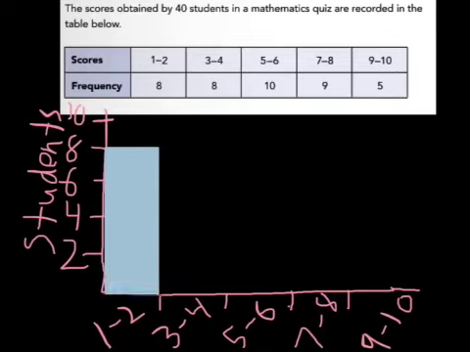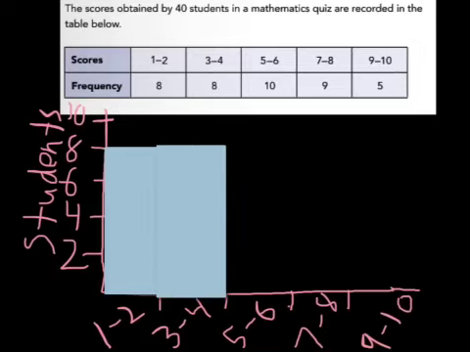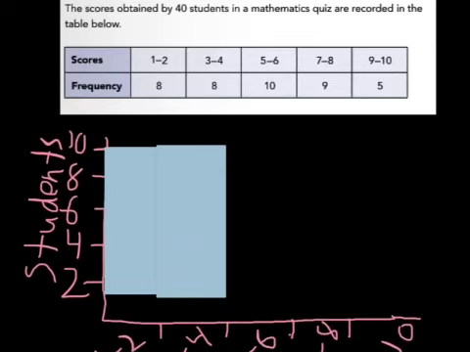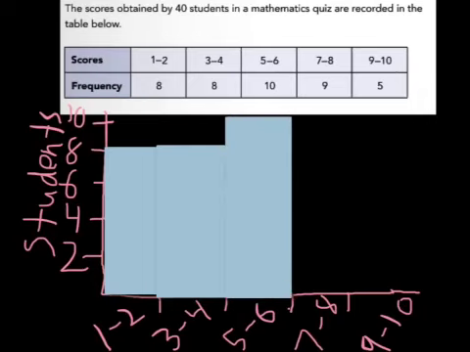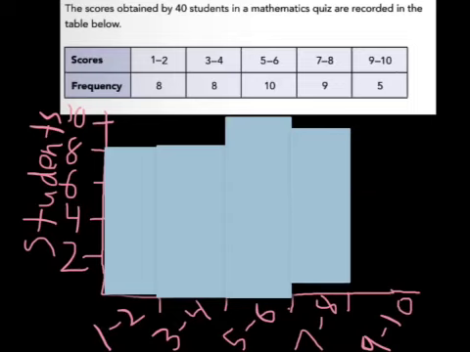And now a score of 3 to 4 also had a frequency of 8. So we'll make another bar. It's pretty much the same. I'm doing my best to make these the same. And then 5 to 6, there were 10 students. Oh no. 10 students. And then 7 to 8, there were 9, so I'm going to put it somewhere between the 8 and the 10 there. And then only 5 students were able to score between a 9 and a 10, so represent that right there.